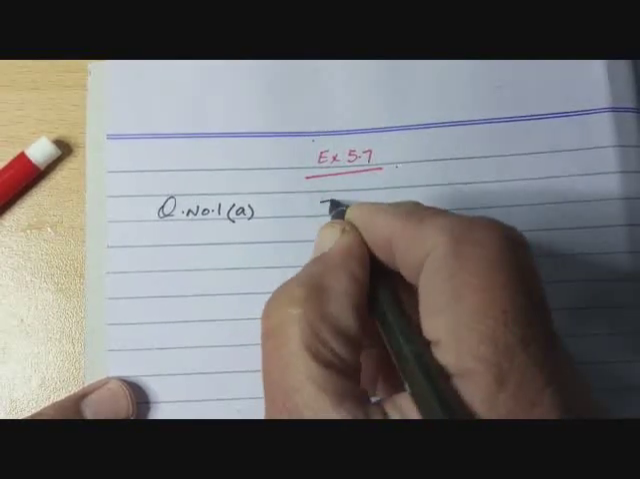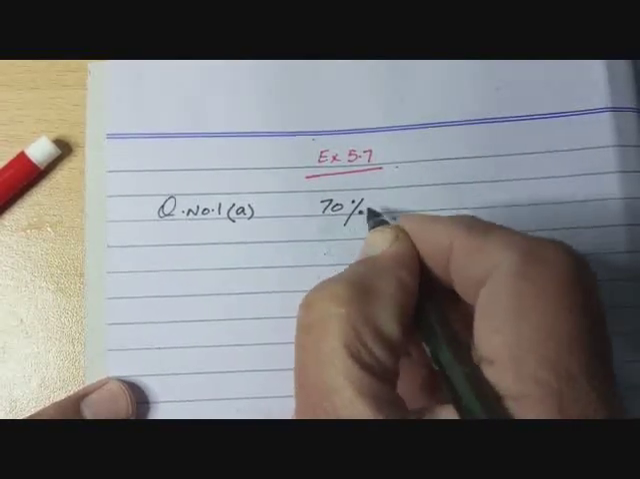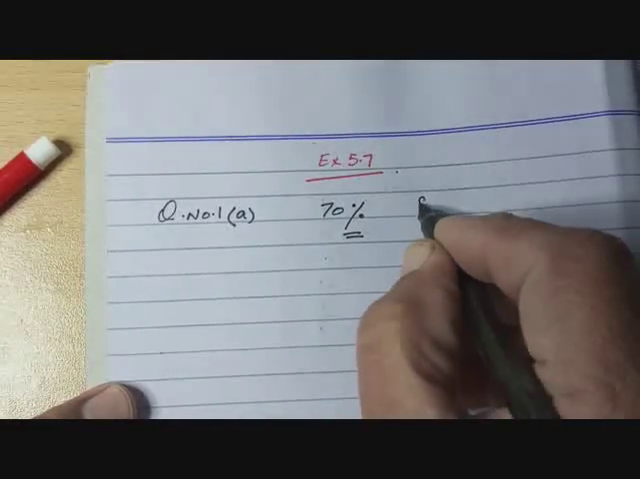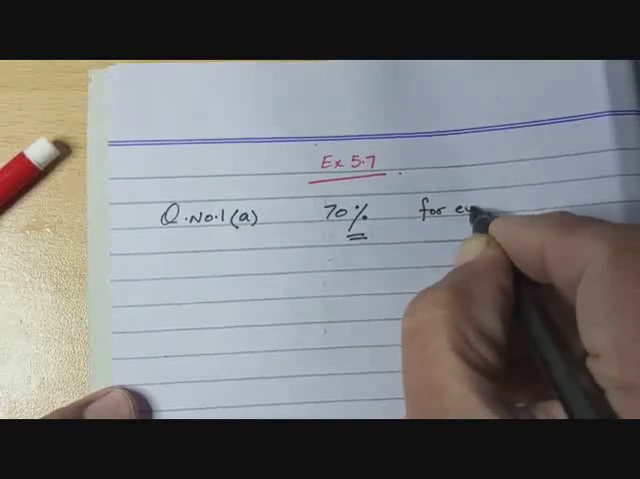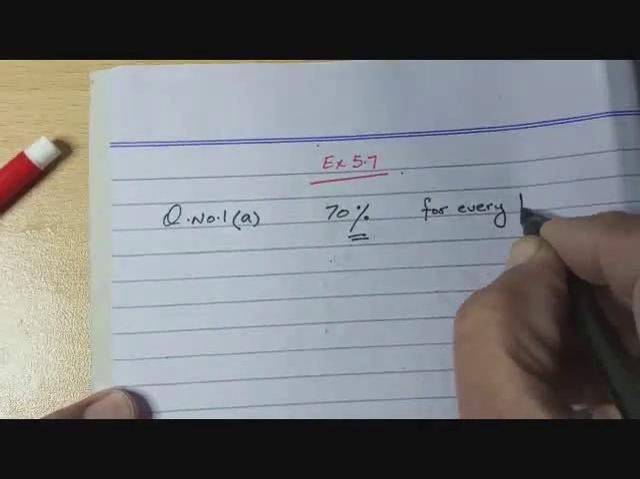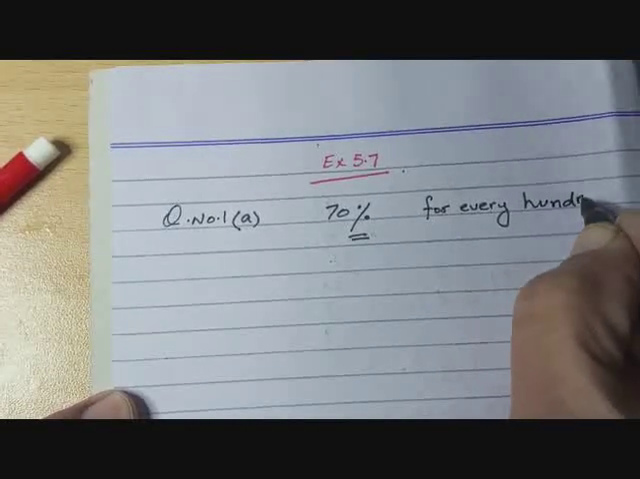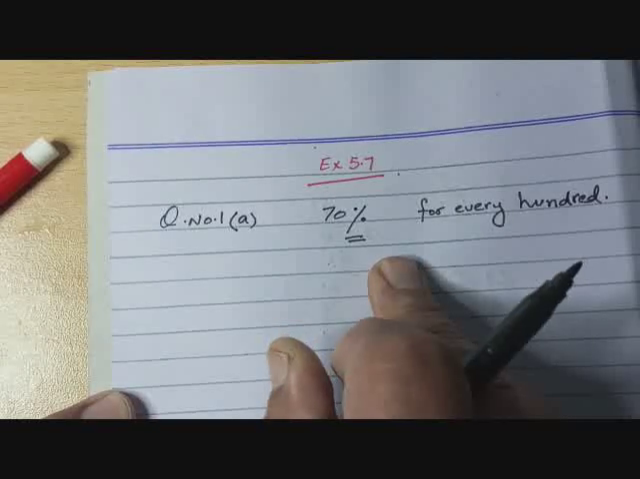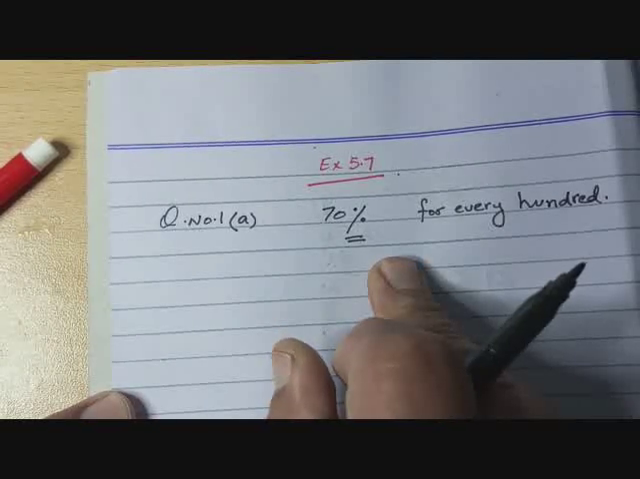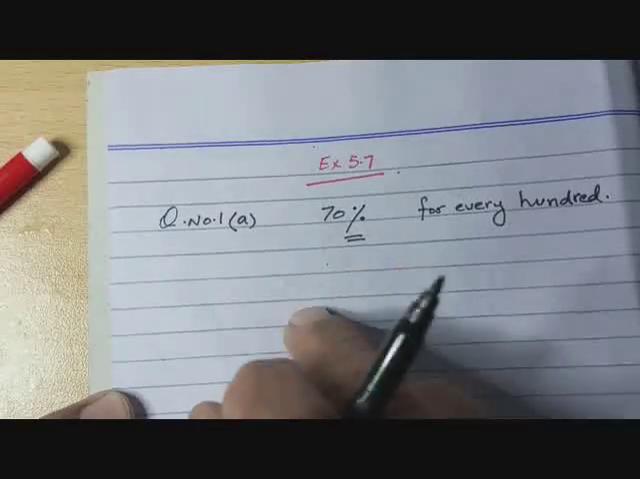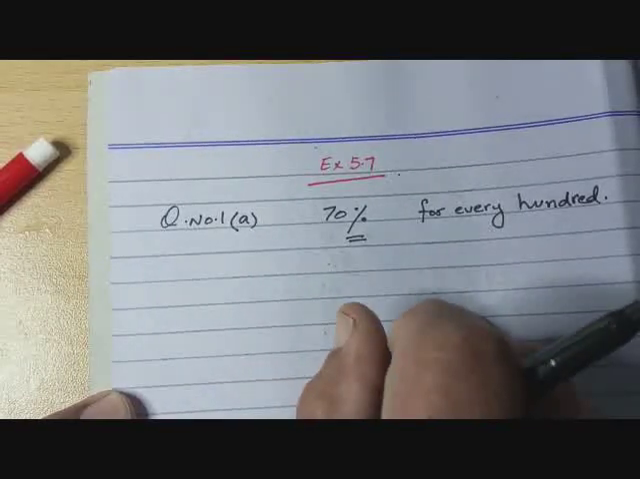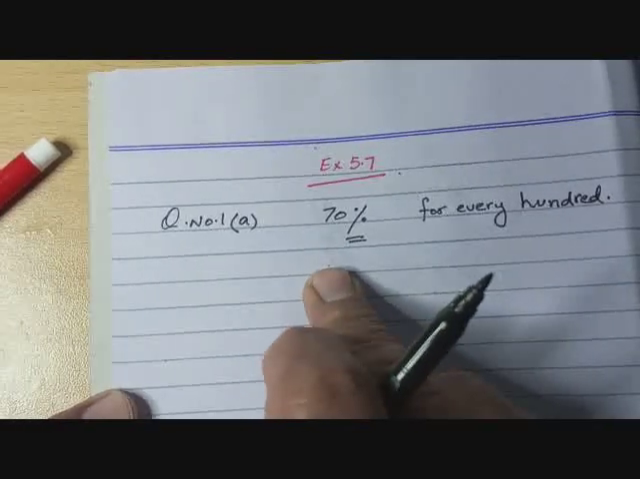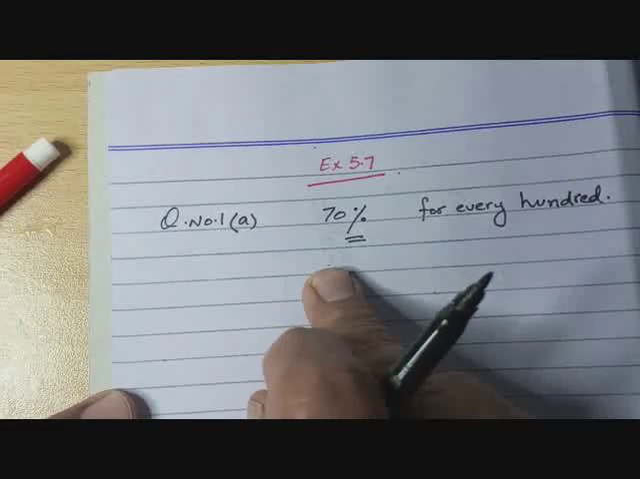and that is 70%. As I told you, percent means for every 100. Now 70% means 70 for every 100. For example, if there are 200, then what does it mean? 70%, 140: 70 for 100 and 70 for another 100. So if we give a cumulative result, it will become 140.